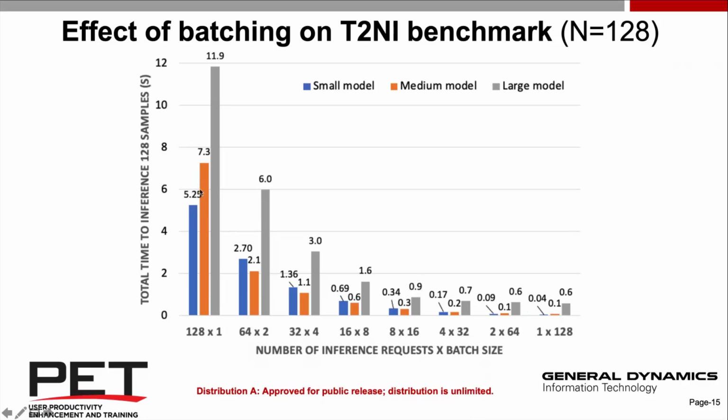So in this simple example, we observe speedups. If you divide the number here by the numbers here, it shows speedups of 131, 73, and 20 for the small, medium, and large models respectively, going from the 128 requests of batch size 1 to the single request of batch size 128.